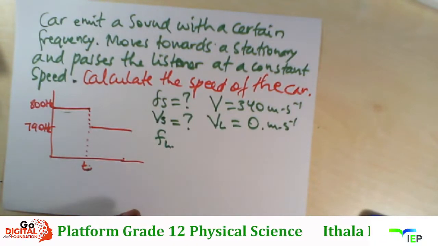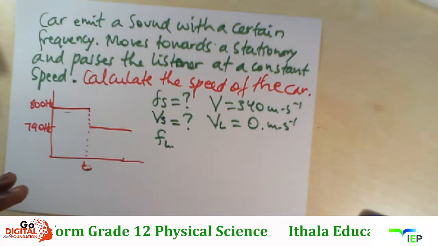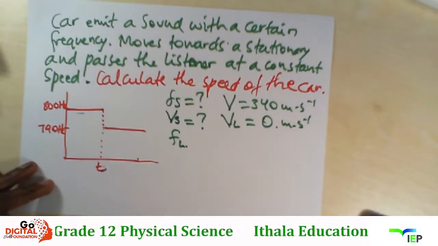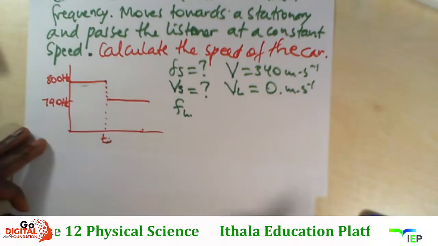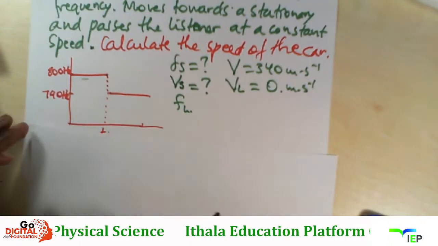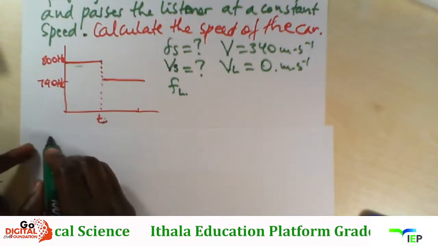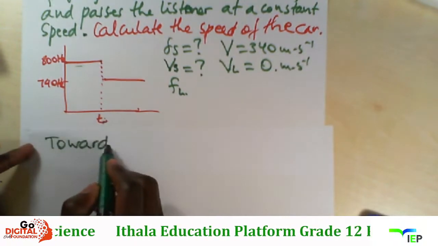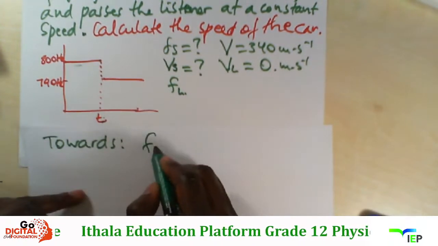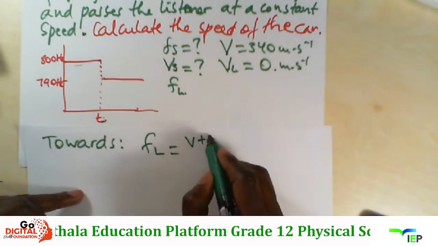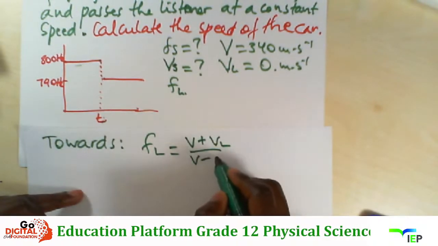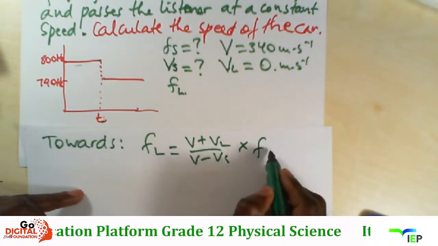Now what you must do is to separate these equations so that it helps you find out whether you will be able to get the information. Right, so the first thing, use toward. When it's moving toward, the frequency of the listener is V plus VL over V minus VS times Fs.